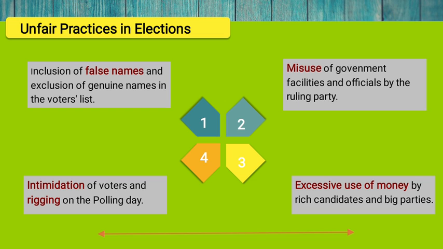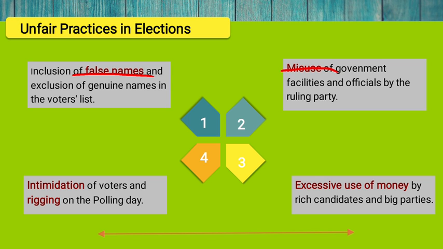Now next is the unfair practices in elections. First is the inclusion of false names in the voters list. It means the names of individuals who actually do not exist in real life, but their names are there in the voters list. Next is the misuse of government facilities by the ruling party. We all know that private resources can be used, not government resources.